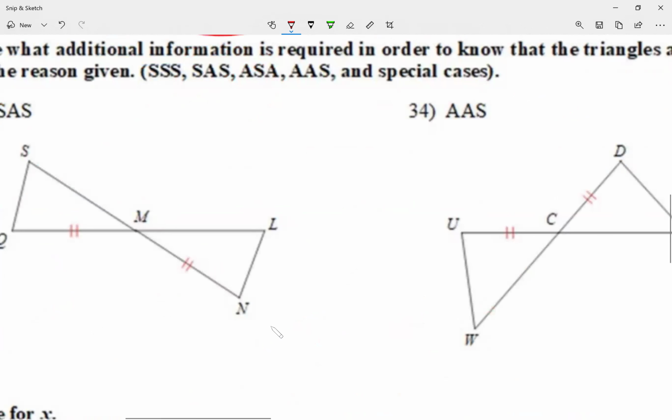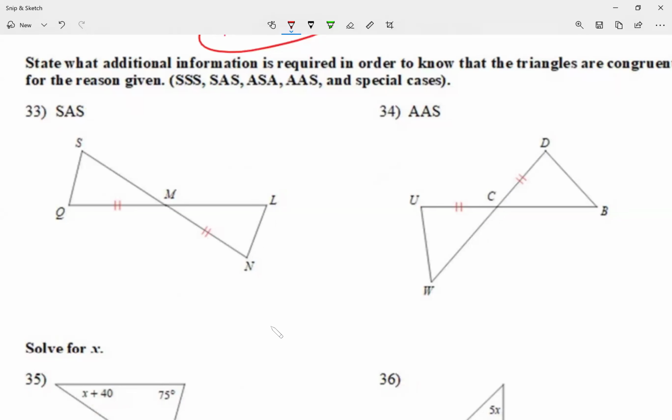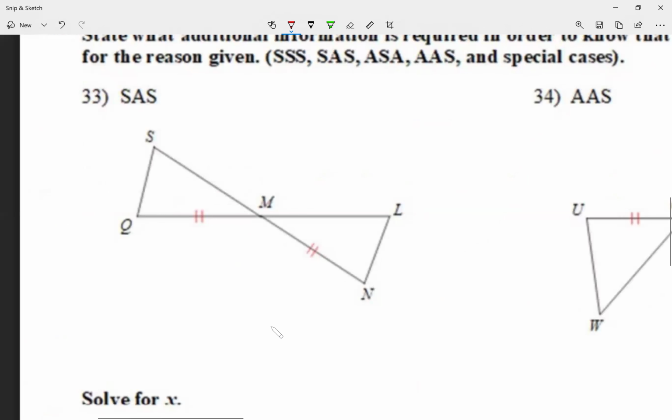And then I know the part that we kind of don't like sometimes, but we got to do this though. State what additional information is required in order to know that triangles are congruent for the reason given. And we have side angle side, angle side, special cases. Remember, for special cases, angle never works. HL is basically side angle, but in that case, the angle is 90 degrees. So let's see. Indirectly, I can say this angle is equal to this angle. Vertical angle theorem allows me to do that.